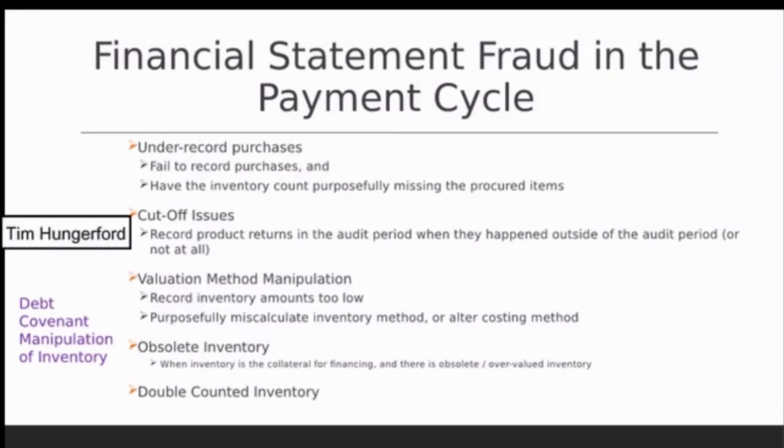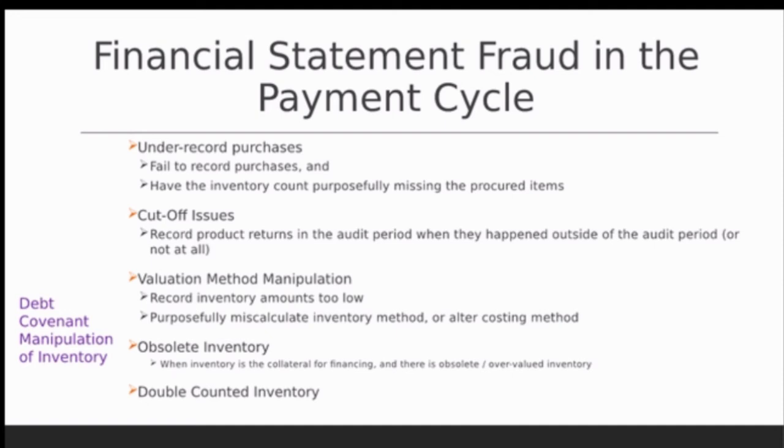Financial statement fraud in the payment cycle: the reasons why people might manipulate their financials through the payment cycle are they want their bottom line to look good or their gross profit to look good. So they may want dollars out of their cost of goods and into their inventory. So they may overstate their inventory in a way that makes their cost of goods look smaller so that they look more profitable. They also may want to overstate that inventory for debt covenants that they have out there.